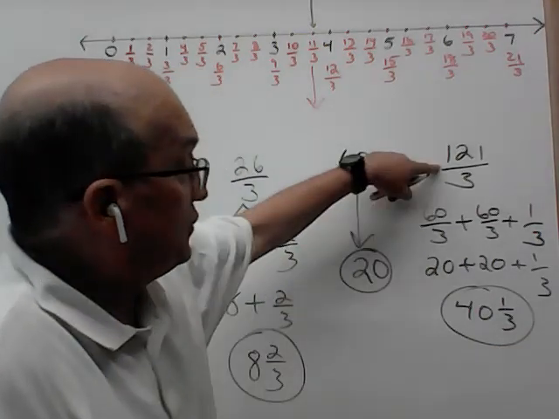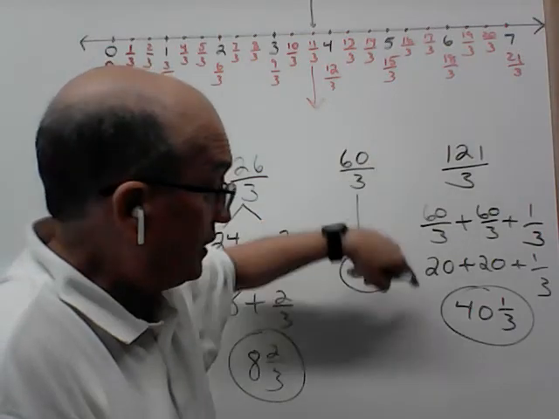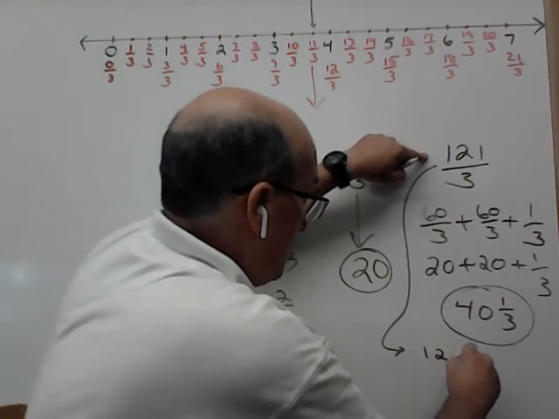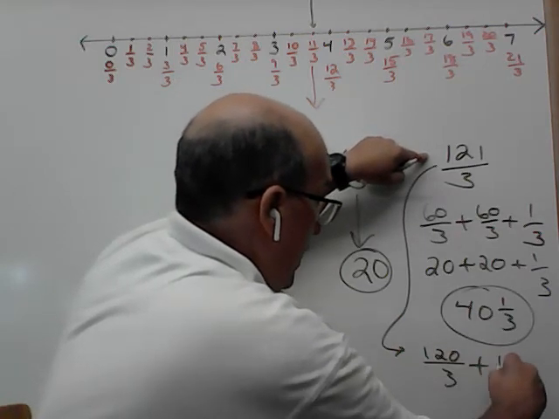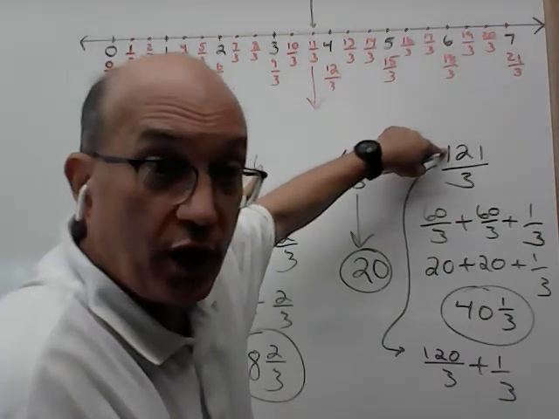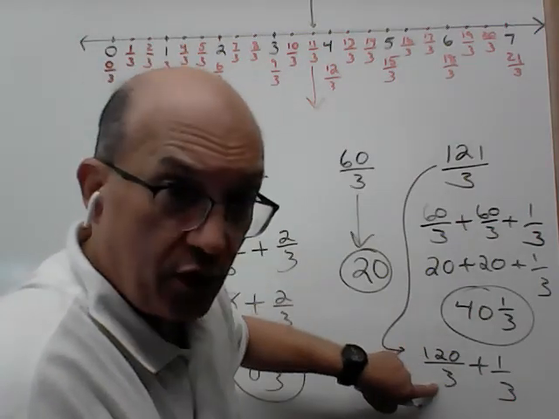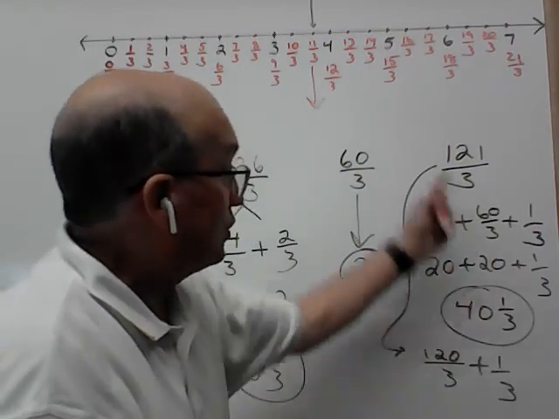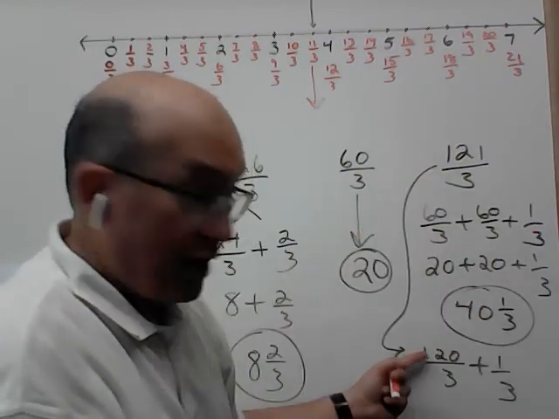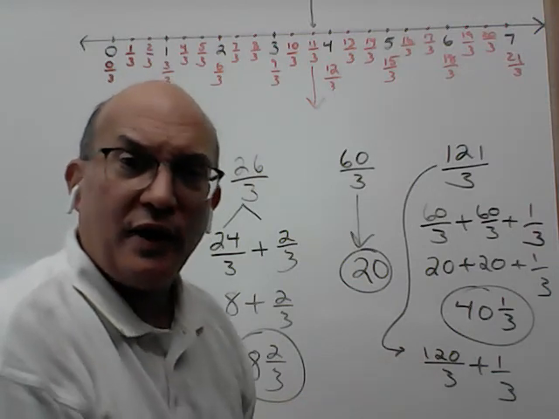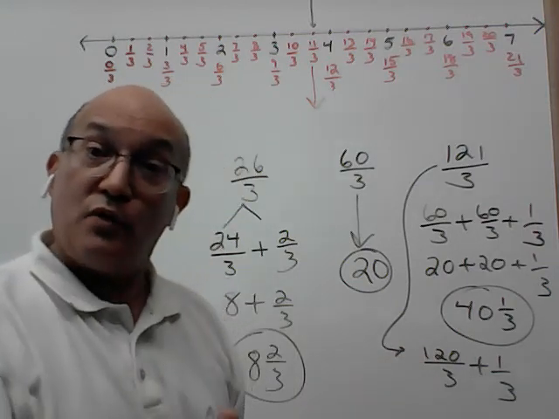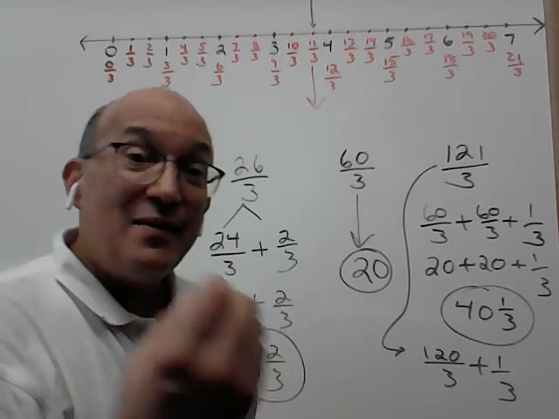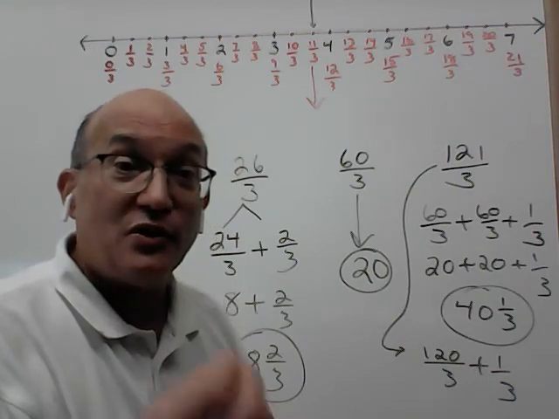Now, is there a slightly quicker way to get to the 40 and 1/3? Well, yes, there is. You could have recognized right from the start that we can think of 121 thirds as 120 thirds plus 1/3. And again, that's obviously equal to 121 thirds. Do you recognize what 120 thirds is, or 120 divided by 3? It's 40, right? Those multiplication facts are crucial.